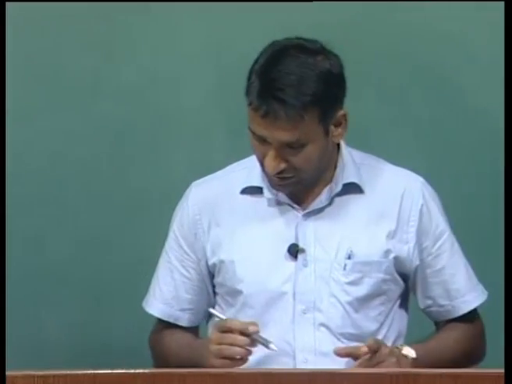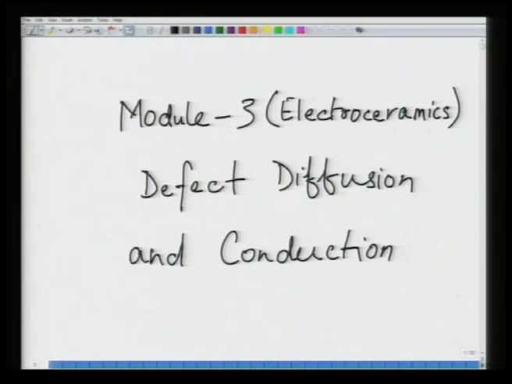Welcome to this new class. So, we have completed 2 modules. In the first module, we looked at the structures of various ceramic materials. We started with our discussion on just basic fundamentals of structures and bonding, followed by a discussion on what sort of structures ionically bonded solids possess.